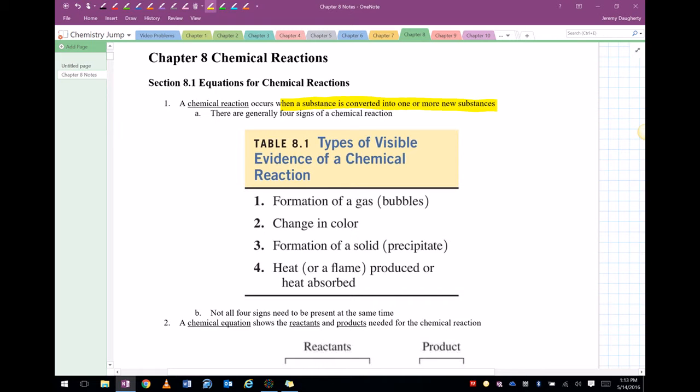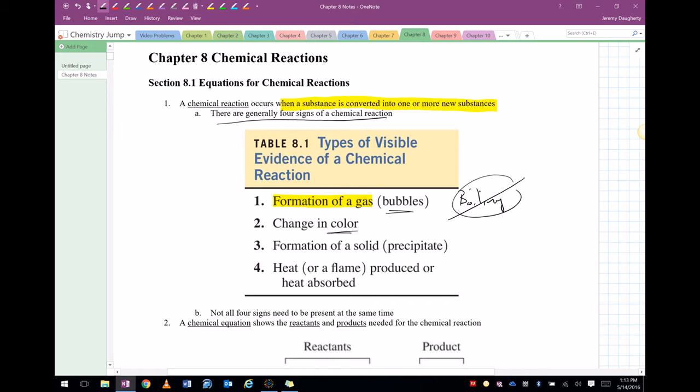If it's not converted into a new substance, it's a physical change or a physical reaction. Right? There are 4 signs of a chemical reaction. Okay, these are sort of the given ones. Formation of a gas, which you want to look for something bubbling. That means that the gas is forming. Now be careful, because boiling is not the formation of a gas. Okay? If something changes color, generally it's a chemical change, not always, but most of the time.